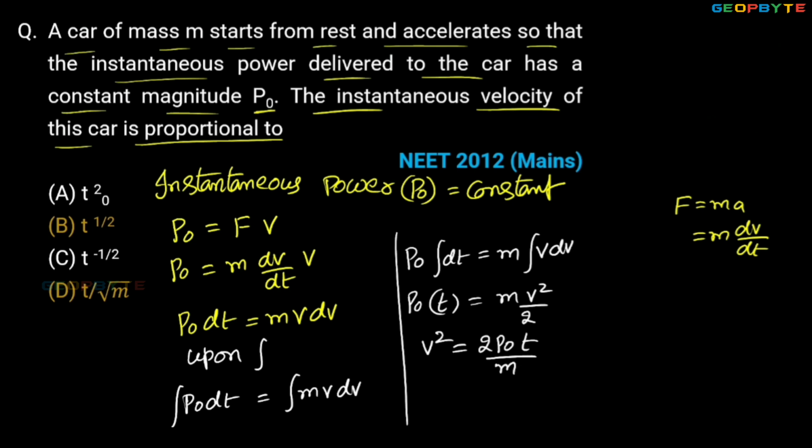Here m is constant, P naught is constant, and 2 is also constant. Therefore, I can say that v square is proportional to t, because P naught and m are constant. V, the speed of the car, is proportional to t power 1 by 2. Look at option B. Option B is absolutely correct. Understood clearly?